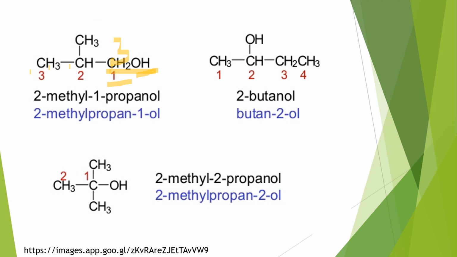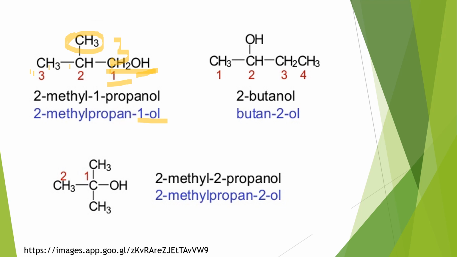Now this is 3 carbons. The parent has 3 carbons, hence it is propane, and 1 hydroxyl group. So propane-1-ol, that is, 1-ol represents the OH linked to the first carbon, and it also has a substituent methyl group present at the second carbon. Hence we name it as 2-methylpropan-1-ol, or 2-methyl-1-propanol is also okay.